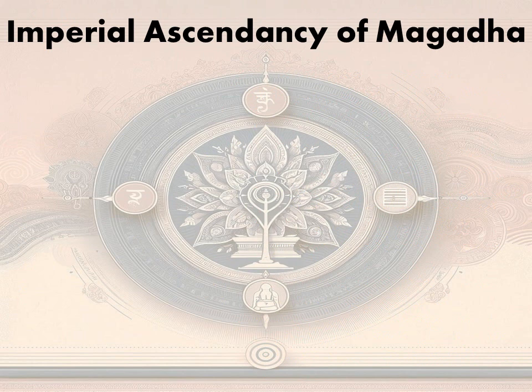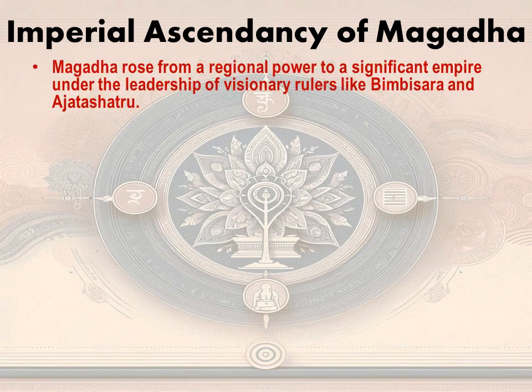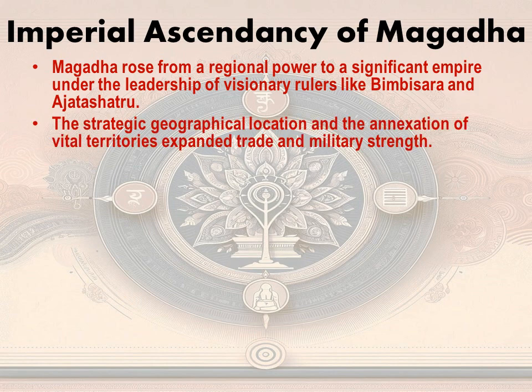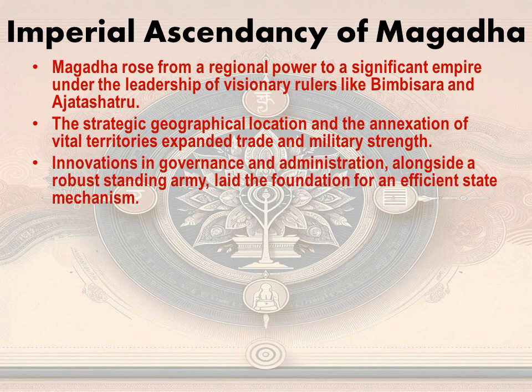Now, imperial ascendancy of Magadha. Here we will discuss the summary of the entire presentation. Magadha rose from a regional power to a significant empire under the leadership of visionary rulers like Bimbisara and Ajatashatru. The strategic geographical location and annexation of vital territories expanded the trade and military strength of Magadha.